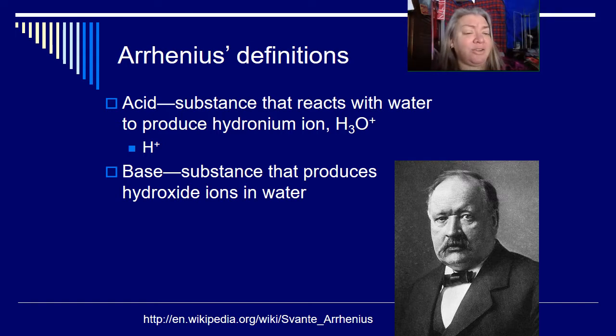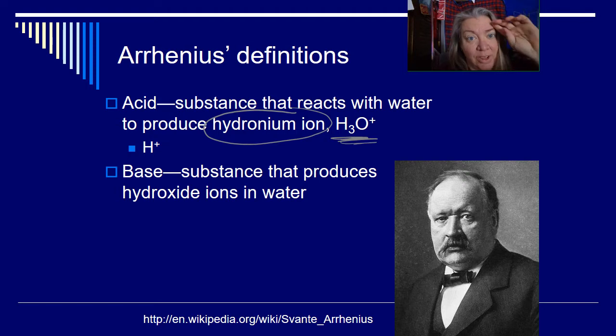How he defined what an acid and a base is: an acid is a substance that reacts with water to produce what's called the hydronium ion. So here's that hydronium ion. Hydronium is H3O+. So it looks like water, but it stole an extra hydrogen. Now in chemistry, we tend to get really lazy, and instead of actually writing it as H3O+, a lot of times we just write it as H+.